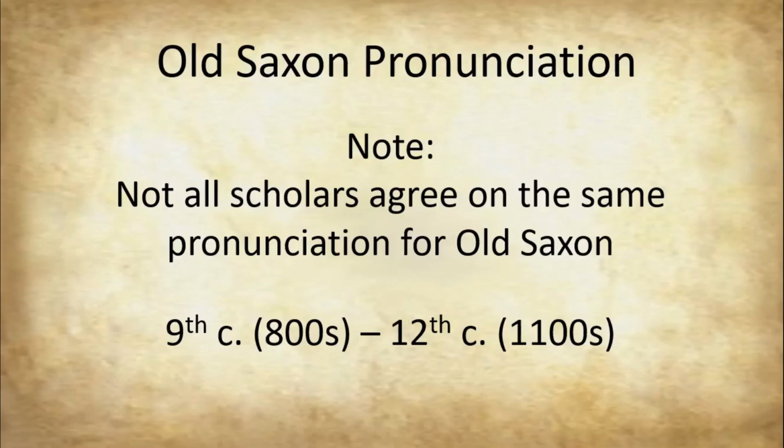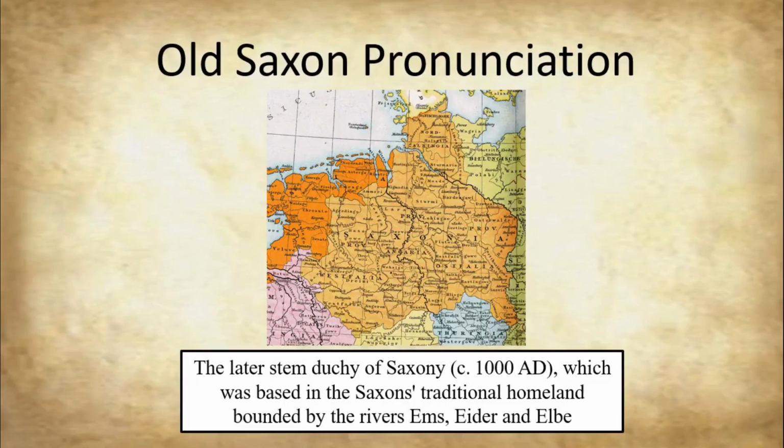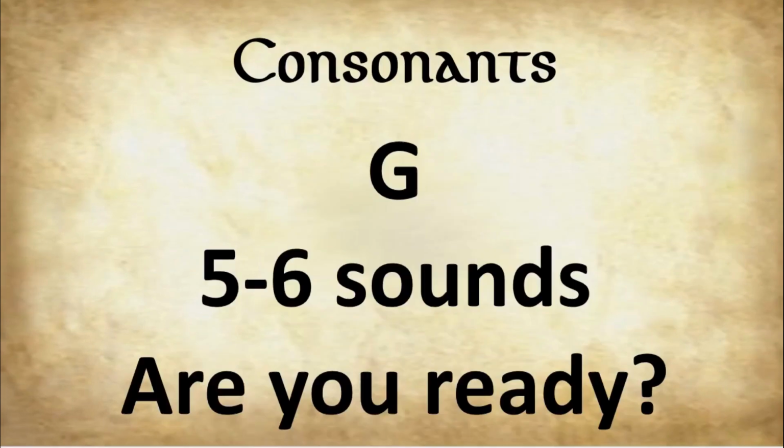But anyway, to make clear where Old Saxon was spoken: Old Saxon was spoken in what is now northern Germany, to some extent eastern Netherlands, and southern Denmark to some degree. So this is what we're dealing with here, okay? Now, G. Oh boy, G. G has roughly 5 to 6 sounds. Really, to be fair, 6 sounds. Are you ready for this?